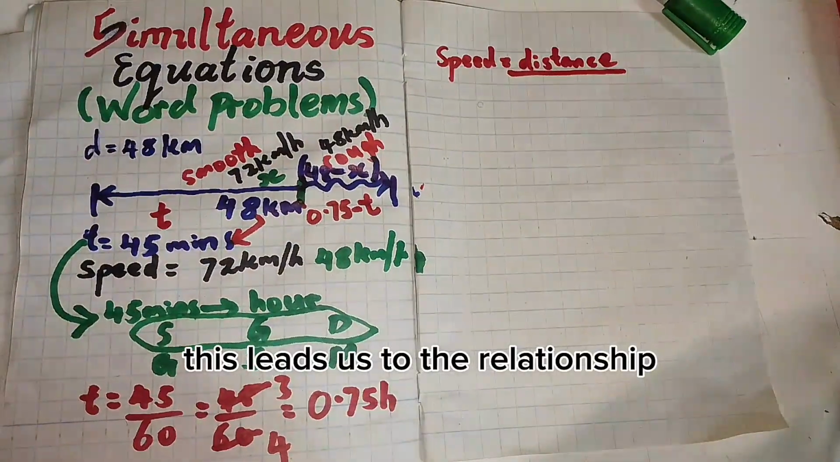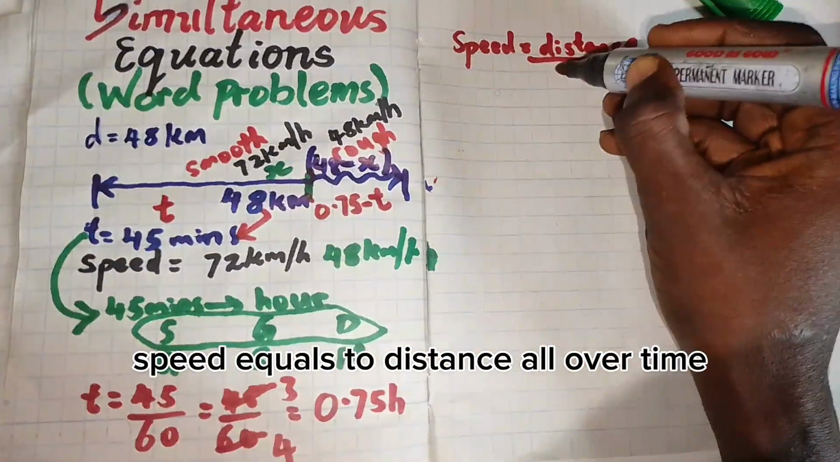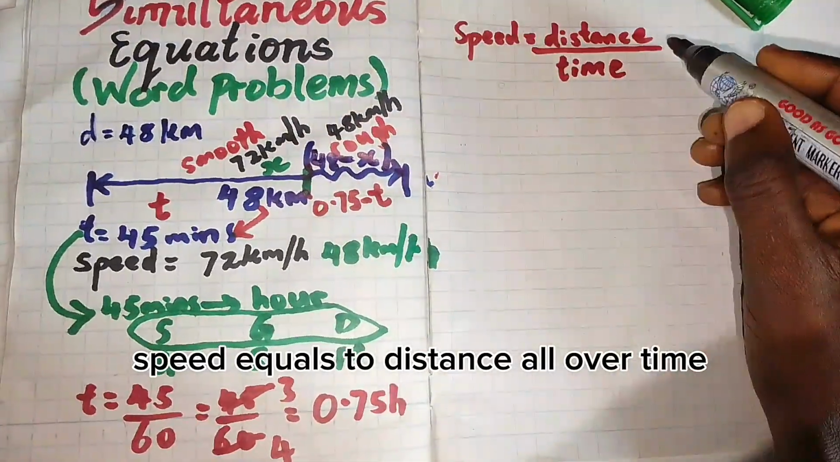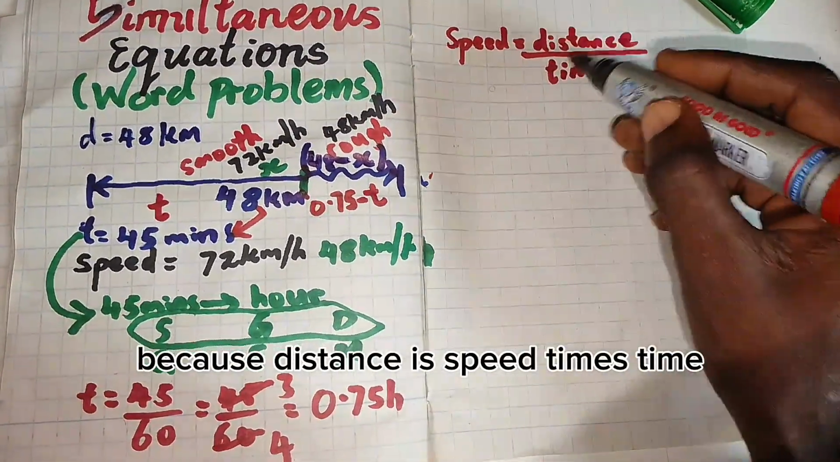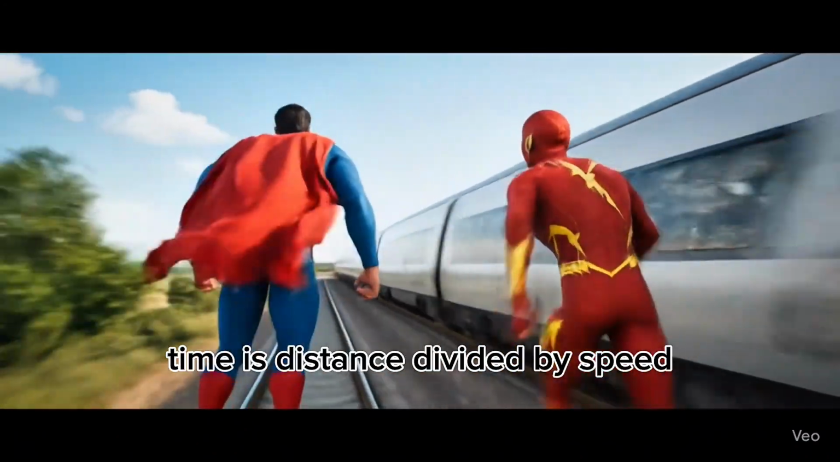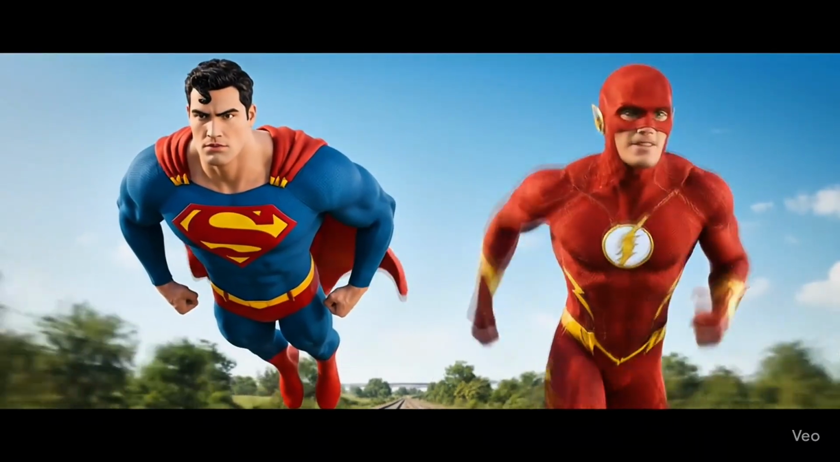This leads us to the relationship. Speed equals distance over time, because distance is speed times time. Speed is distance divided by time. Time is distance divided by speed. Distance is speed times time.